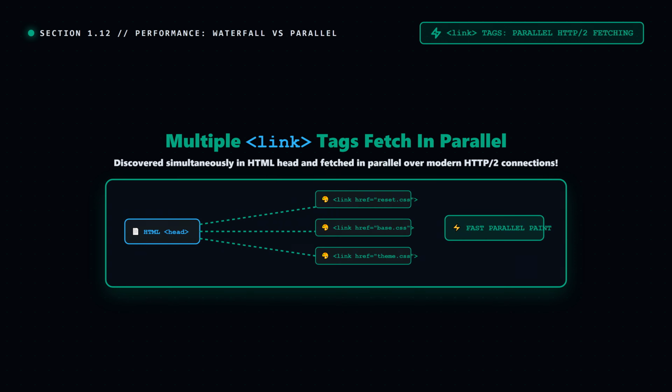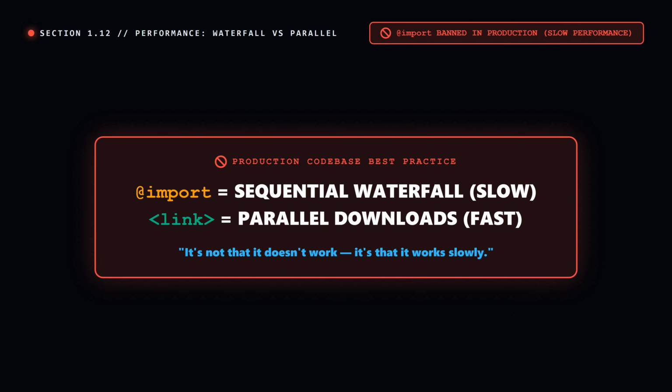In contrast, when you use multiple link tags in your HTML head, the browser discovers all of them simultaneously and can fetch them in parallel over modern HTTP/2 connections. This makes the page appear much faster. For this reason, many developers flat out ban @import from production CSS. It's not that it doesn't work, it's that it works slowly.